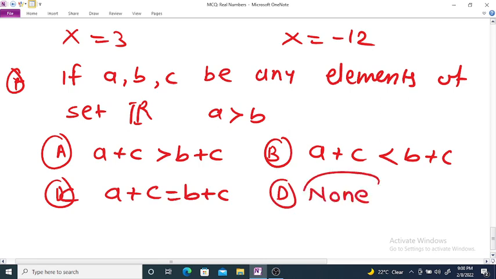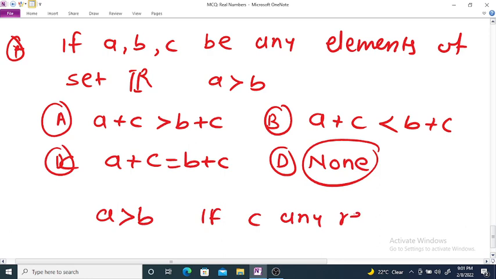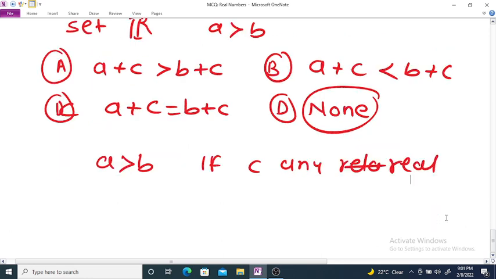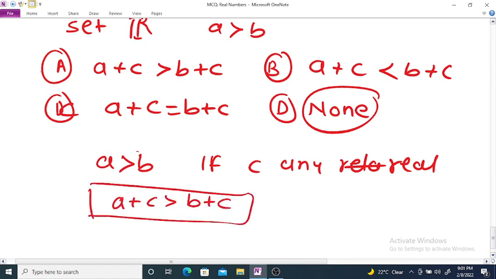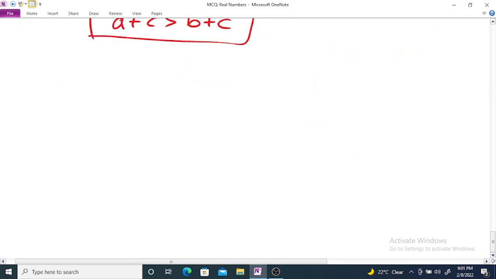So again we know that if A is greater than B, and if C is any real number, then A plus C is greater than B plus C. So what is the correct option? Option number A.